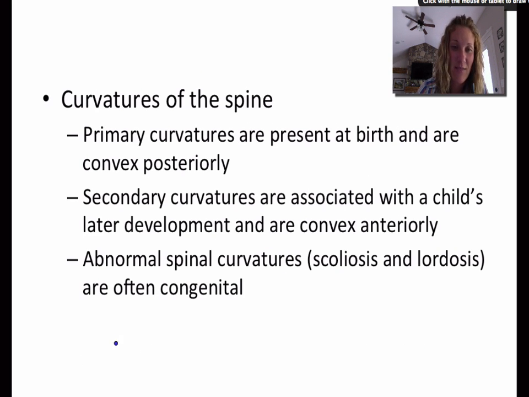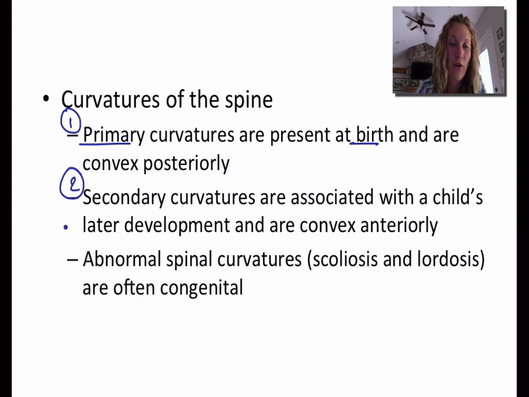And we've already talked about some curvatures of the spine. So we already talked about there's primary curvatures, which are present at birth, and then secondary curvatures are going to develop after birth, and then some abnormal spine curvatures include scoliosis and lordosis. Most of the times these are going to be congenital.